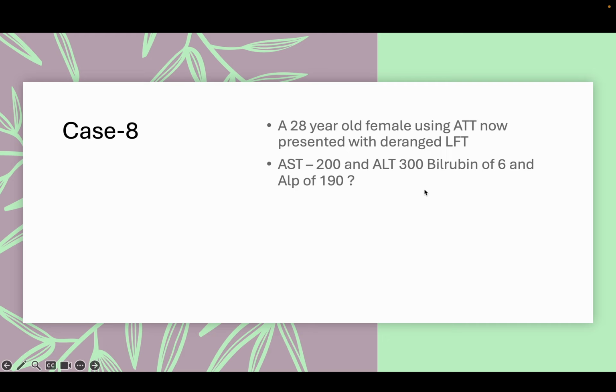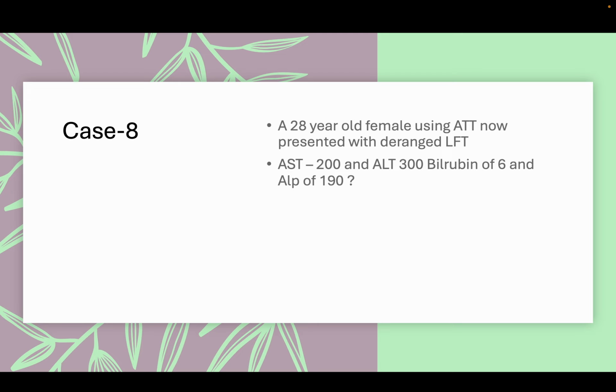A 20-year-old female using ATT now presented with a deranged LFT. AST is 200 and ALT is 300, and bilirubin of 6 and ALP. So one of the most common causes of drug-induced liver injury in our setup in India is ATT related. ATT related injury is very common because isoniazid, rifampicin and pyrazinamide are the common drugs that can cause drug-induced liver injury. One of the most common is isoniazid. Isoniazid will generally cause hepatocellular injury, whereas rifampicin causes more of obstructive jaundice.